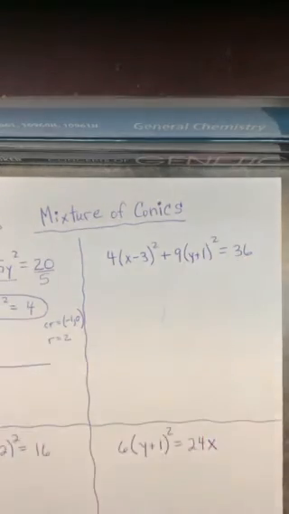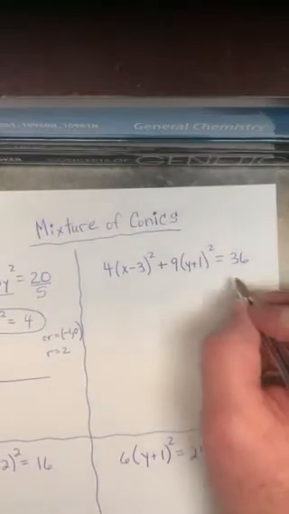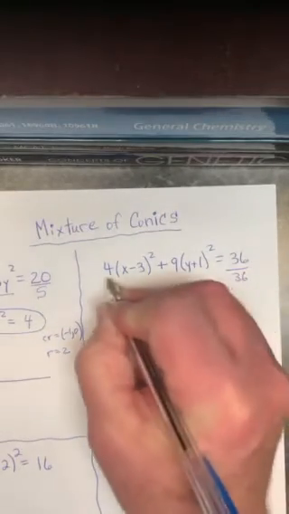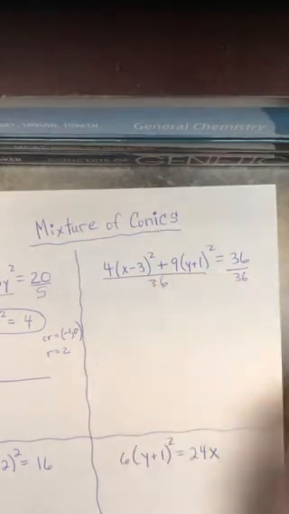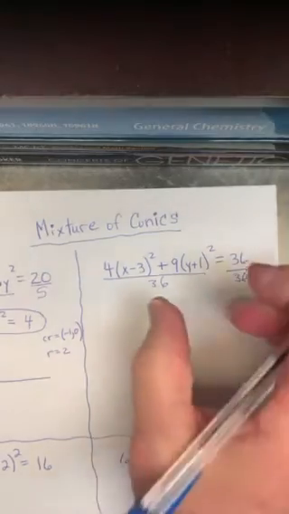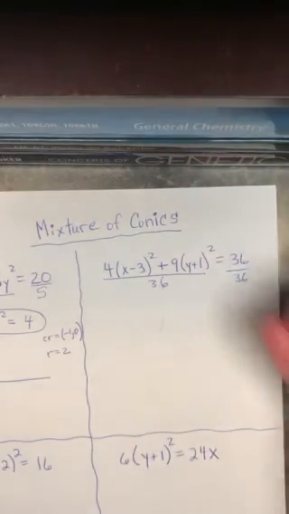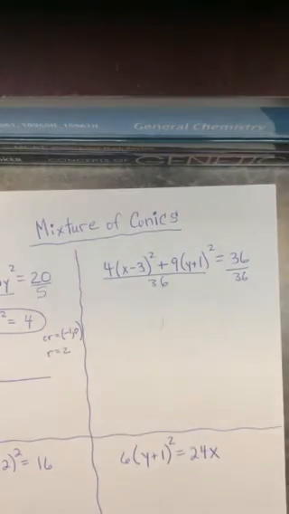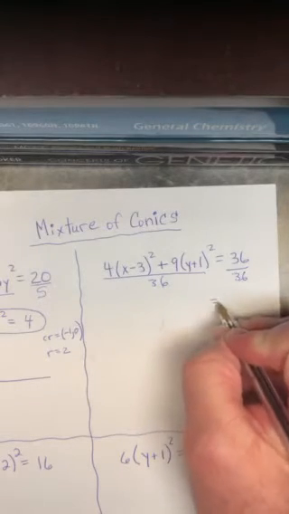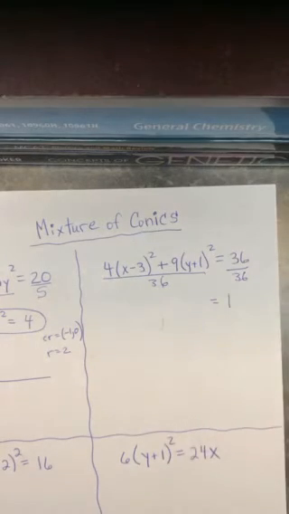So that 36 needs to turn into a 1. We're going to divide both sides by 36. That makes sense. You've got to think of a logical first step to get your problem into standard form. So on the right side, we've certainly got a 1, right? 36 over 36 is 1.